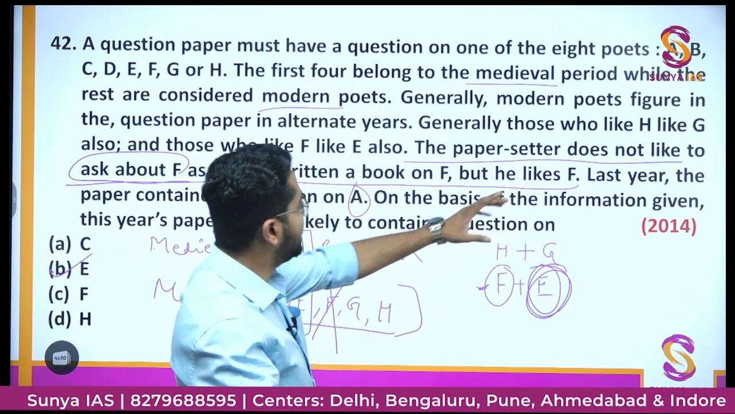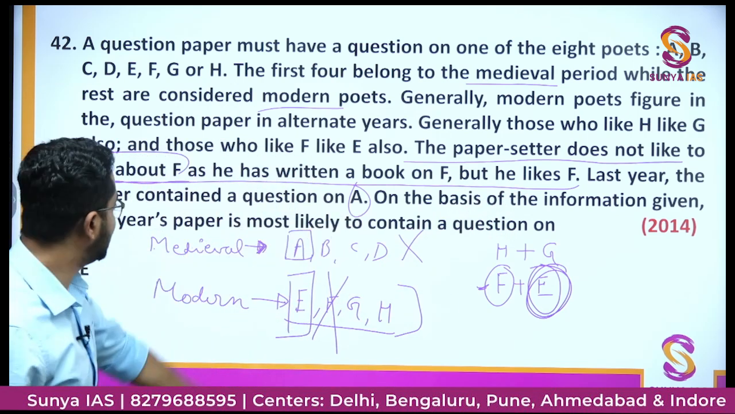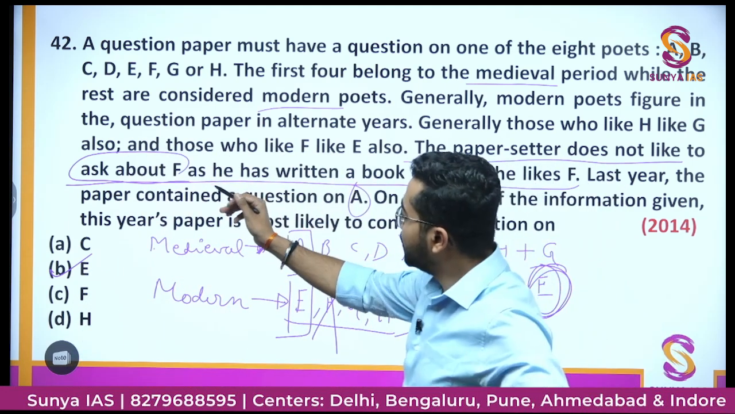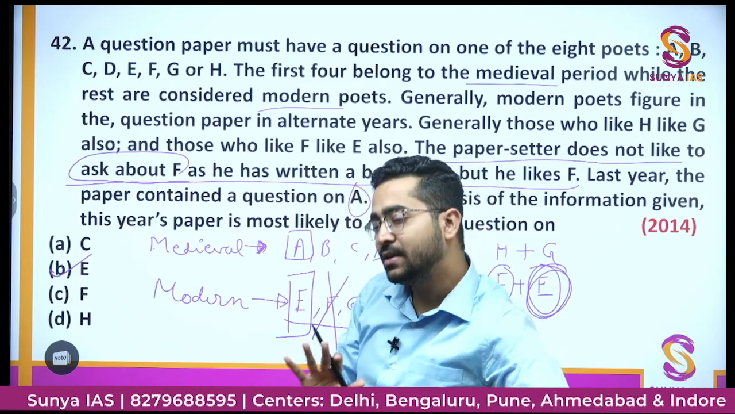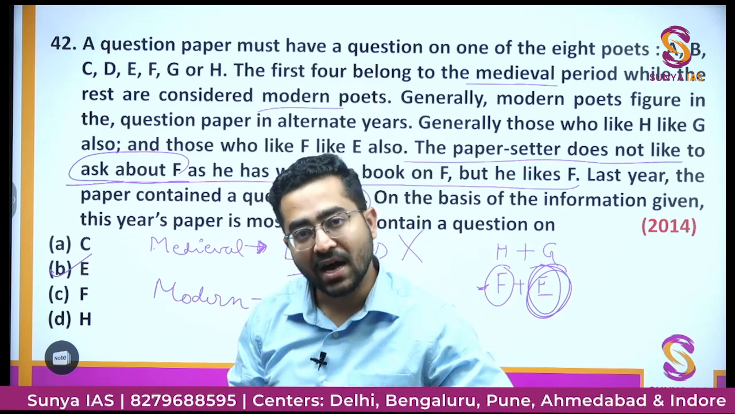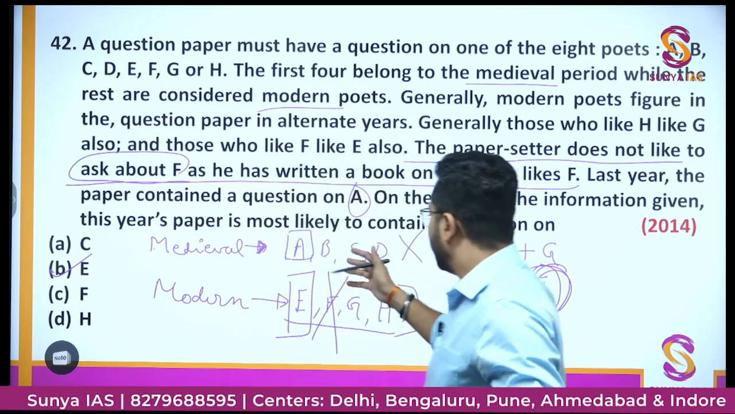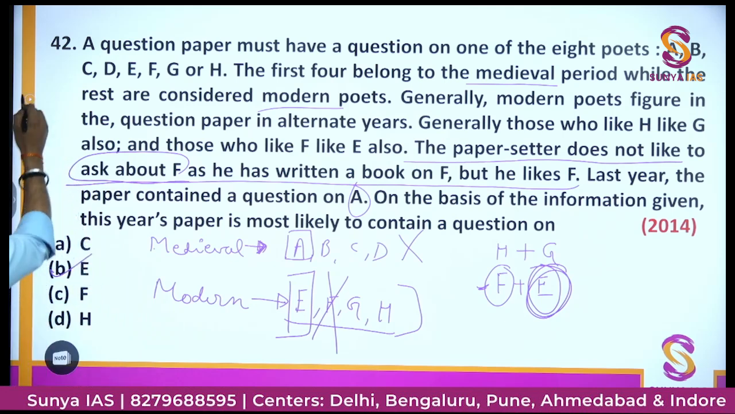The paper setter does not like to ask about F as he has written a book on F, but he likes F. So there is a difference between does not like to ask about and liking. He likes F as a person, but he doesn't want to ask a question about F. So we have solved this question. And today we will be starting with question number 43, which is again asked in the year 2014.